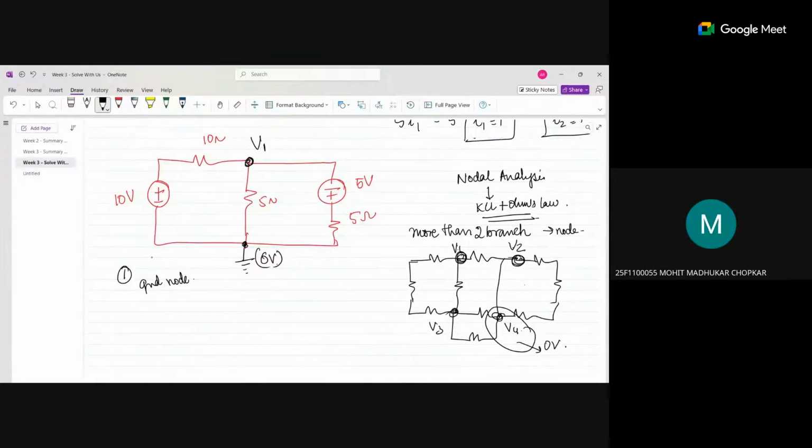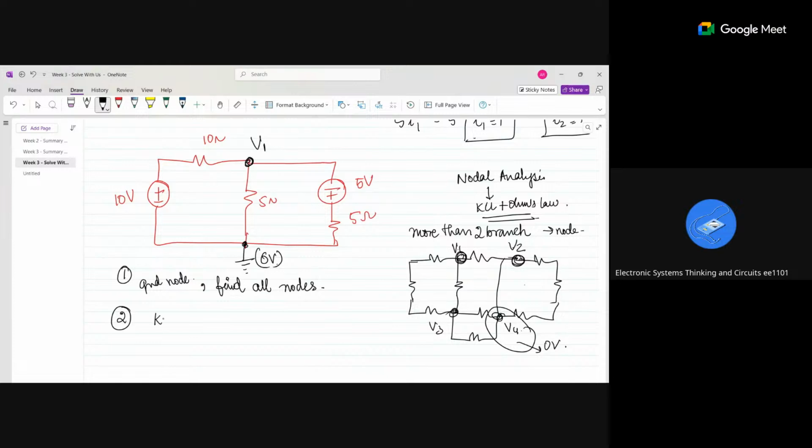Ma'am, is it compulsory to assume one as 0 volts? Yes. You will understand why we are taking this as the reference node. To consider the voltage difference between two points and two nodes easily. Yes. Find all the nodes and mark one as the ground node. That is the first step of KCL.